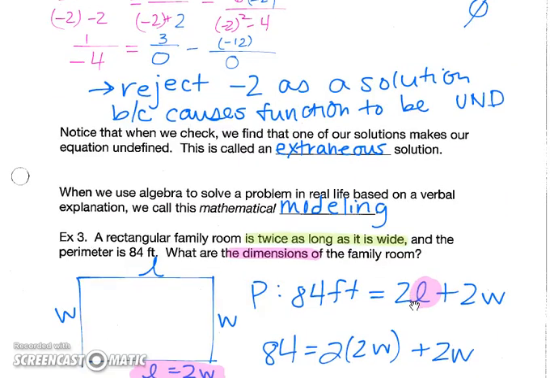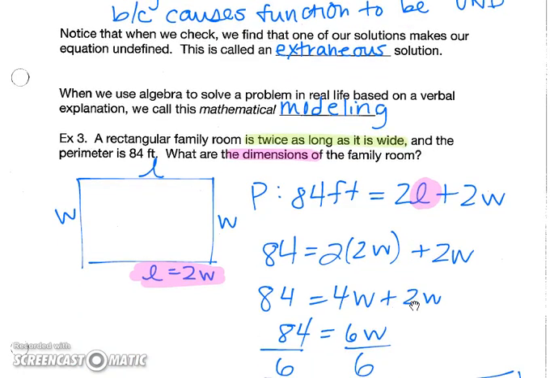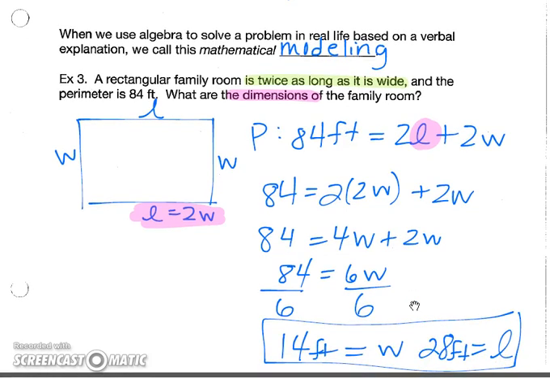When we use algebra to solve a problem, we've seen all this before. It's based on a verbal explanation. We call this mathematical modeling. We've all seen word problems. It says a rectangular family room is twice as long as it is wide. The perimeter is 84 feet. What are the dimensions? Write yourself a let statement, right? If I let L equal the length, then 2W is equal to L. Twice the length plus twice the width is equal to 84. I plug in, so it's one variable. I find that W is 14 and L is 28.